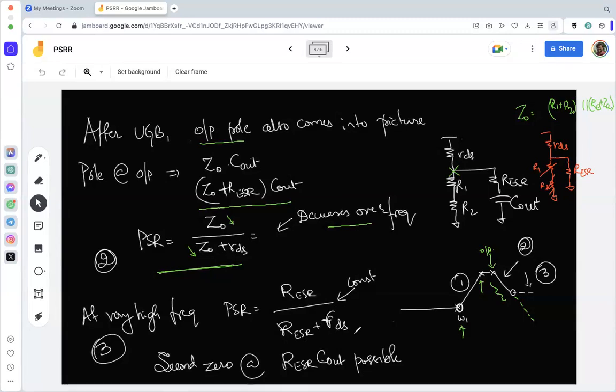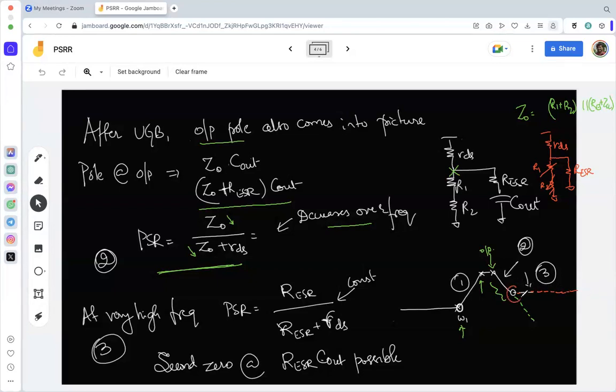Of course, the assumption is that our output driver is still in saturation, right? So in such a case, if there is an RESR, it just stays at this line, because at a particular frequency, when Cout becomes zero impedance, only RESR is visible, and RESR divided by RESR plus RDS will be the equivalent PSR, power supply rejection. It will continue to stay on this line.